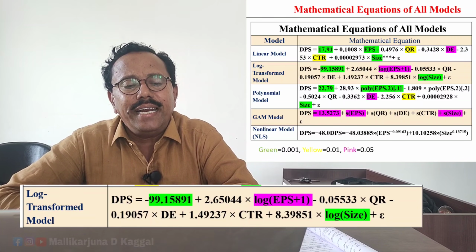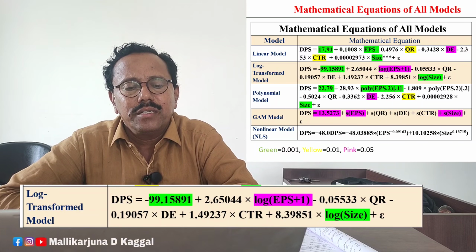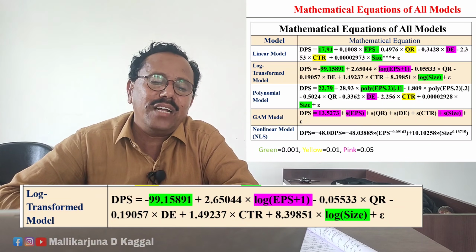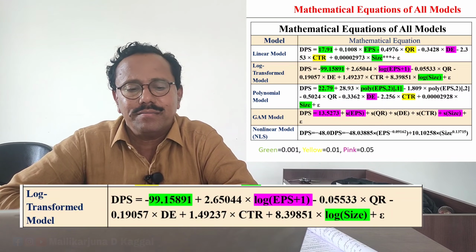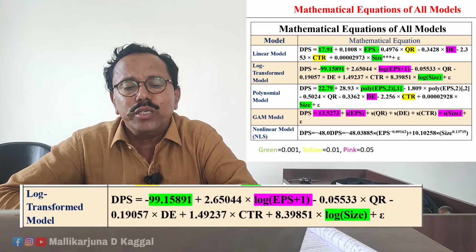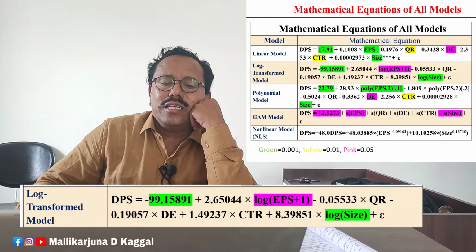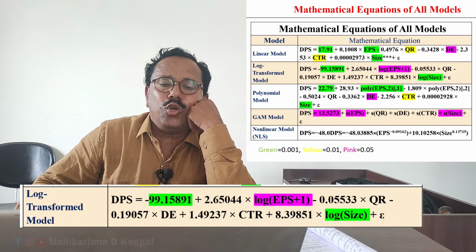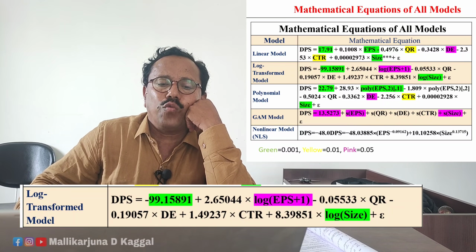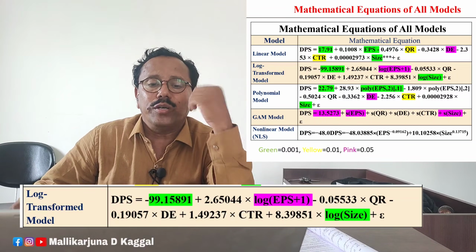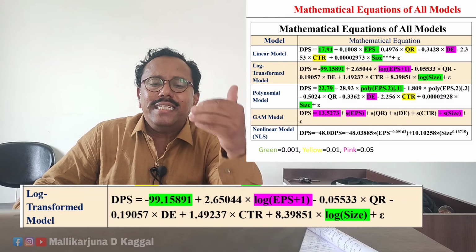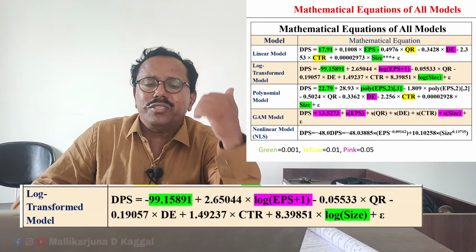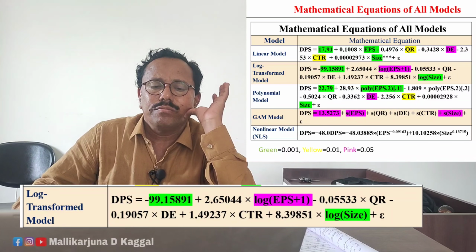It is not contributing internal source to the DPS. If it is a 99 minus it comes, there is a decline in 1. So there is a negative contribution. Internal efficiency is not showing anything. But when it comes to EPS, again there is a 1 unit change in EPS, there is a change in DPS by 2.65044. So it's very good. Like that, same calculation, there may be some positive, some may be negative.